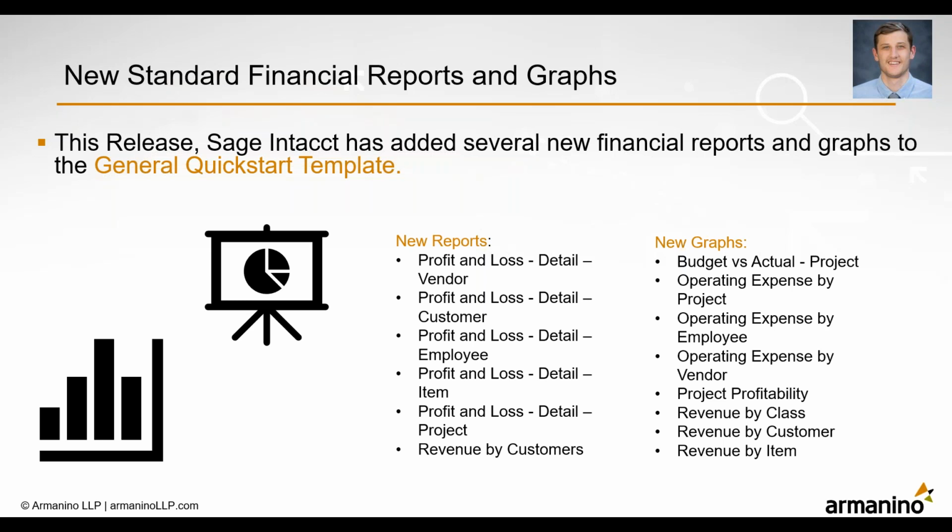But in this release, Sage Intacct has released several new financial reports and graphs, again, to the general quick start template. Some of these new financial reports are the profit and loss detail for vendor, profit and loss detail for customer, profit and loss detail for employee, profit and loss detail for item, profit and loss detail for project, and revenue by customers. While some of the new graphs that were added were the budget versus actual for project, operating expense by project, operating expense by employee, operating expense by vendor, project profitability, revenue by class, revenue by customer, and revenue by item.